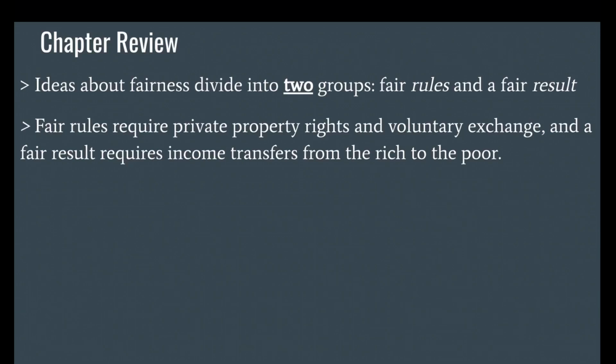Chapter review. Ideas about fairness divide into two groups: fair rules and a fair result. Fair rules require private property rights and voluntary exchange, and a fair result requires income transfer from the rich to the poor.